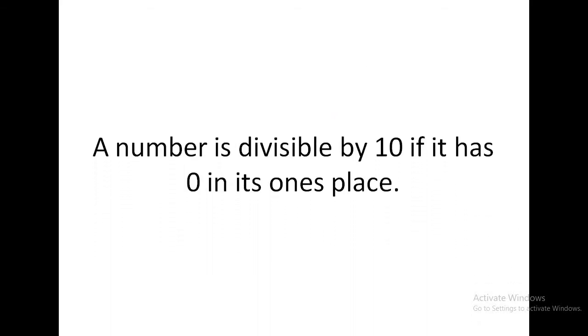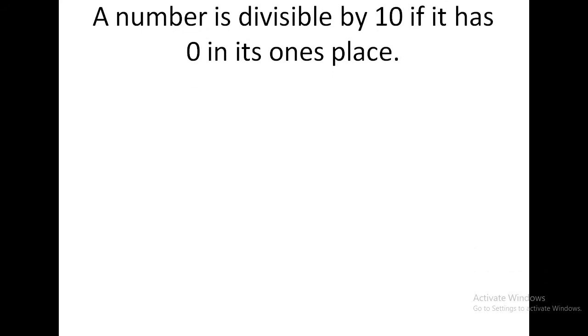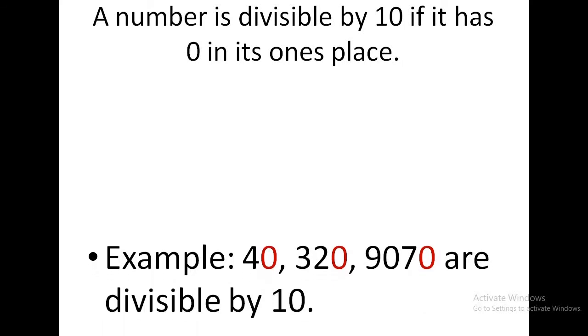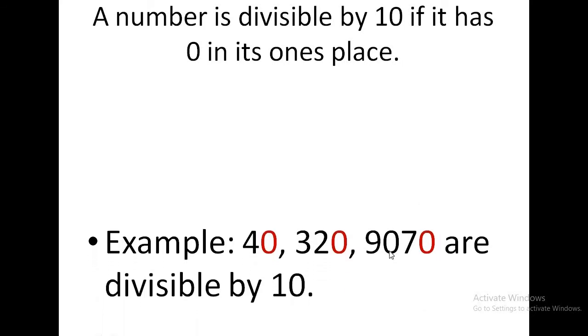Children, next, divisibility of 10. A number is divisible by 10 if it has 0 in its ones place. So you can see in the examples 40, 320, 9070, all these numbers have 0 in their ones place. So these numbers are divisible by 10.